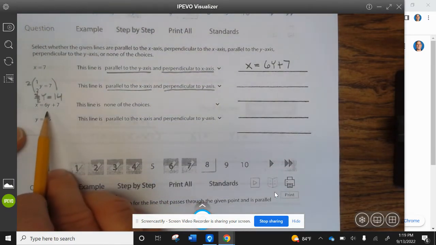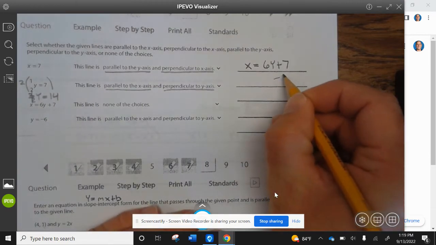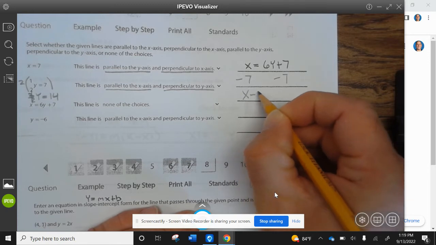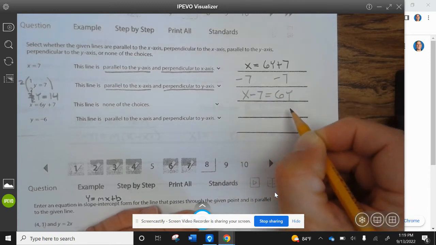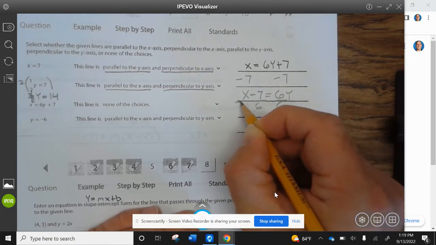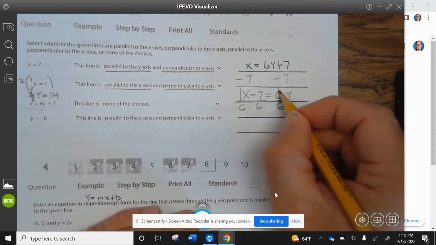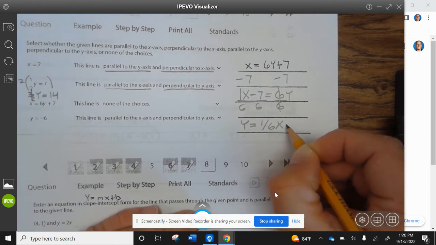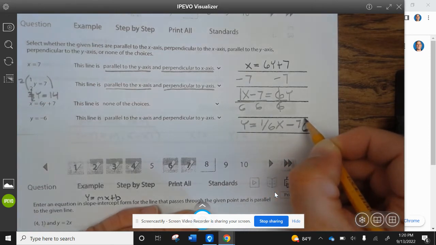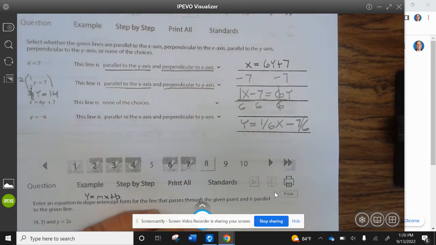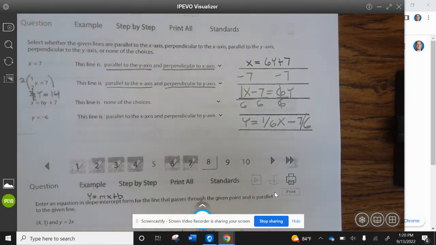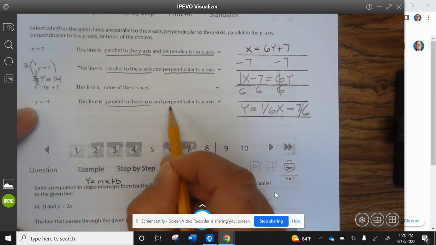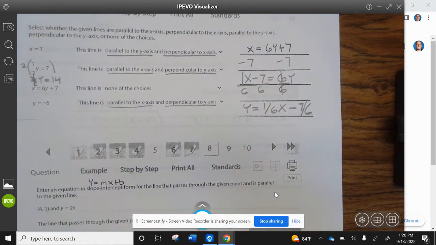Here we need to solve for y. So we're going to subtract 7 from both sides. We get x minus 7 equals 6y. Divide everything by 6. You're left with y equals 1/6 x minus 7/6. Well, you're not left with y equals or x equals, so it's going to be none of the choices. And again, y equals is parallel to the x-axis and perpendicular to the y-axis.